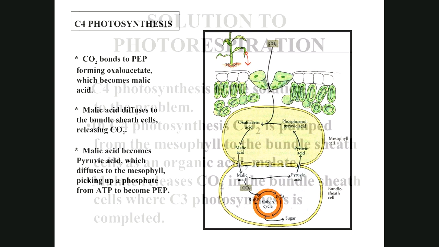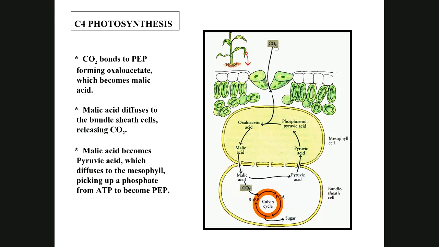And you can see that here's carbon dioxide coming in from the atmosphere through the stoma. Here's your 2 guard cells. Here's the spongy mesophyll here. And it is bound to an acid. Here's pyruvic acid. Usually they just call it pyruvic. Carbon dioxide is bound. It makes malic acid.